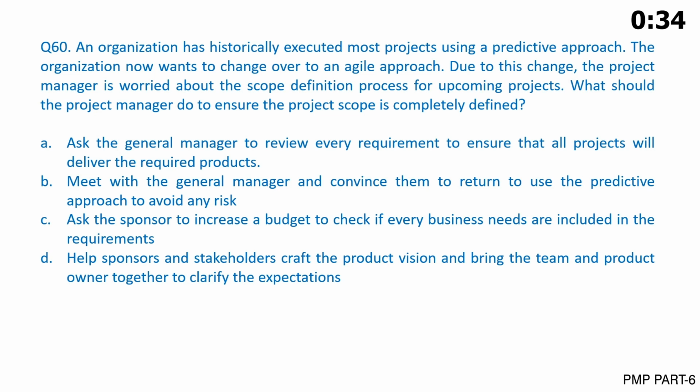A. Ask the general manager to review every requirement to ensure that all projects will deliver the required products. B. Meet with the general manager and convince them to return to the predictive approach to avoid any risk. C. Ask the sponsor to increase the budget to check if every business need is included in the requirements. D. Help sponsors and stakeholders craft the product vision and bring the team and product owner together to clarify the expectations.